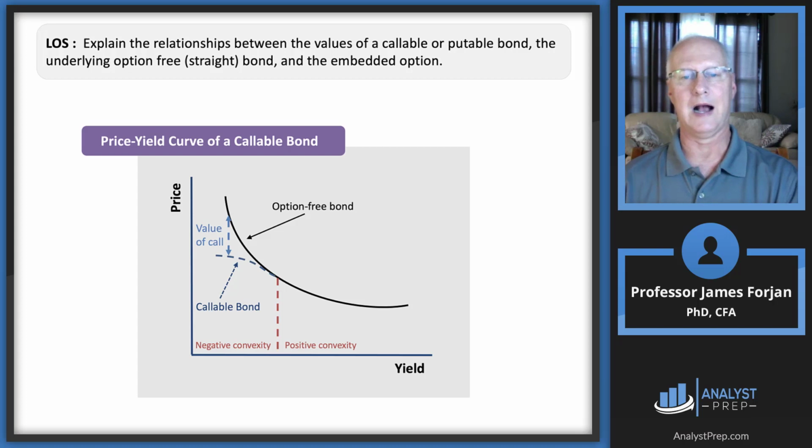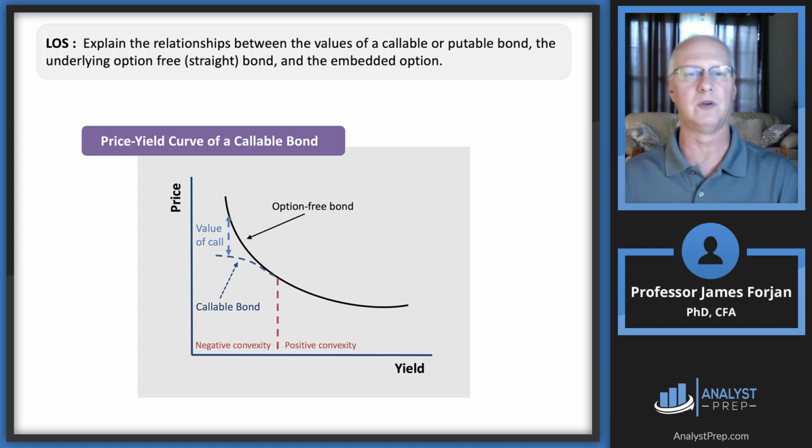And so at higher yields to maturity, an option-free bond and a callable bond have pretty much the identical yield-price relationship. That's called positive convexity. So look to the right of that red dotted vertical line. That's like the regular old bond yield relationships that we talked about back in Level 1. However, we have to ask ourselves the question, when are issuers going to call a bond? Why do they do this?